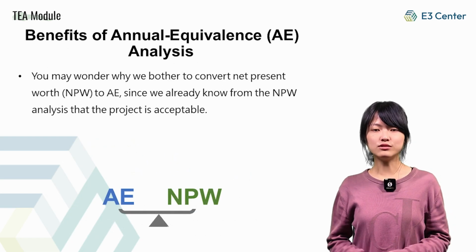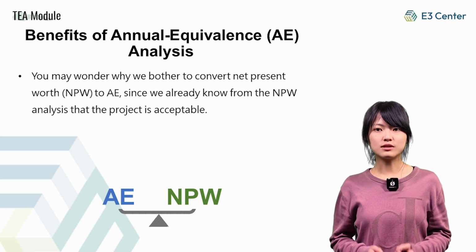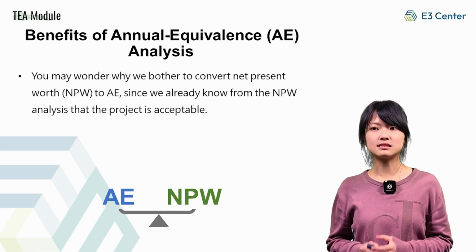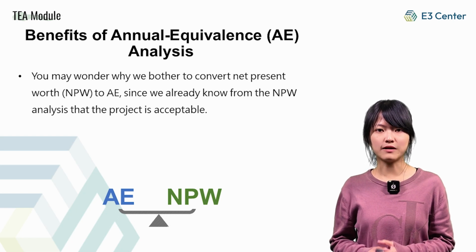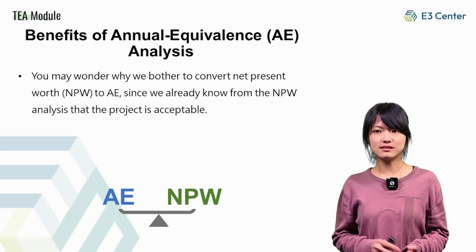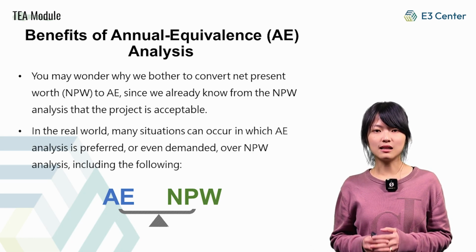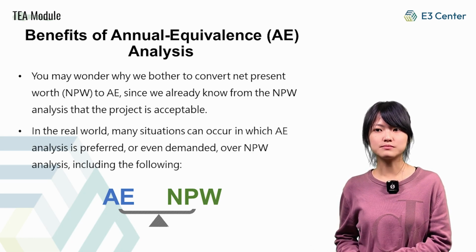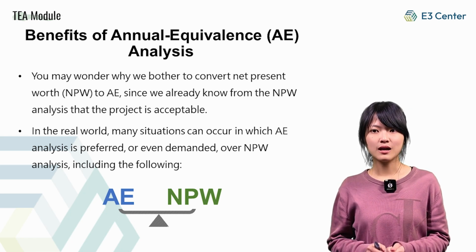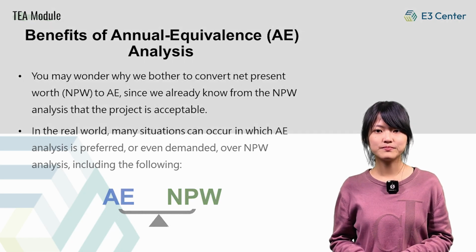So why is annual equivalence, or AE analysis, needed? While net present worth, or NPW, gives us a solid snapshot of a project's viability, AE analysis brings another layer to our economic evaluation. This method allows us to look at investments and their returns on an annual basis, which is crucial in many real-world scenarios.